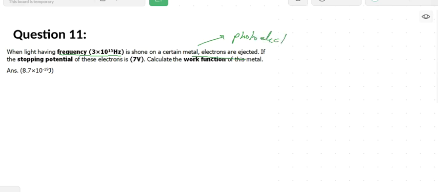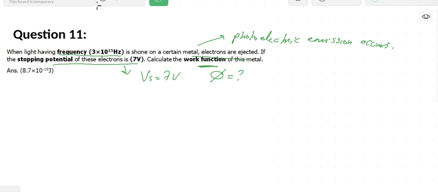Photoelectric emission occurs. This is very important. The stopping potential of these electrons is given, so V stopping is 7 volt, and it asks for the work function. The thing which relates the work function with frequency and V stopping is Einstein's equation.